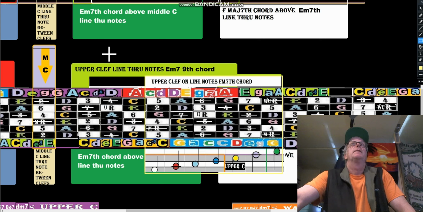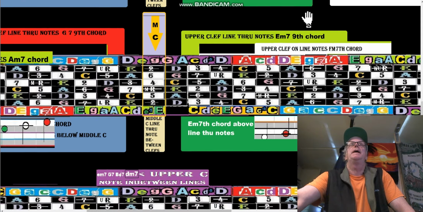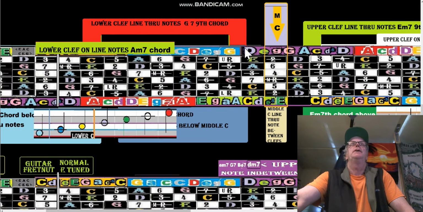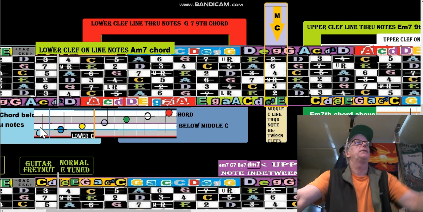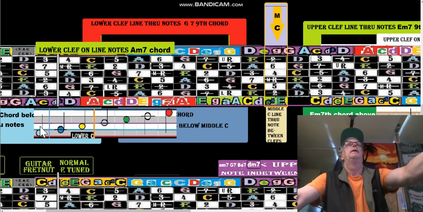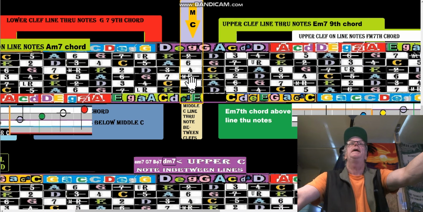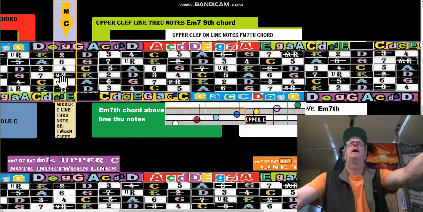Okay, so now this part of the fretboard is way up here. Here's your fret nut. This stuff's going on in the lower part of the fretboard, where this is your bass clef, and the in-between line notes form an A minor 7th chord. Okay, they don't even get up to middle C. Way up here on your fretboard.